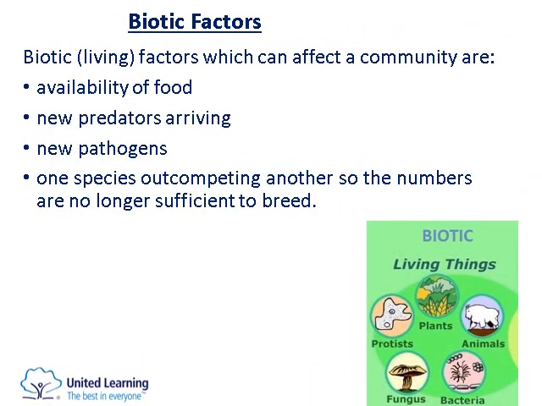So therefore, a biotic factor must be a living factor which can affect a community of organisms. So they would be the availability of food, number of predators, new pathogens, so that's your bacteria, viruses, fungi, and parasites. They're all living organisms. Even a virus is a living organism.